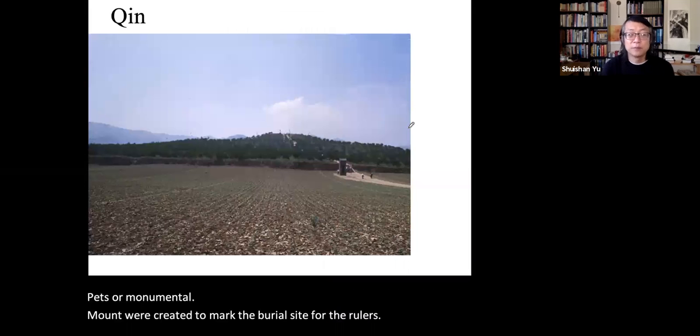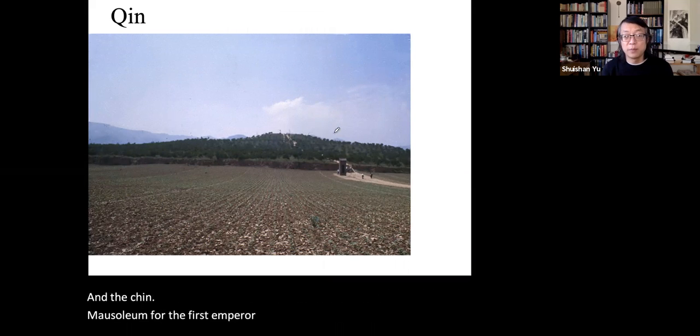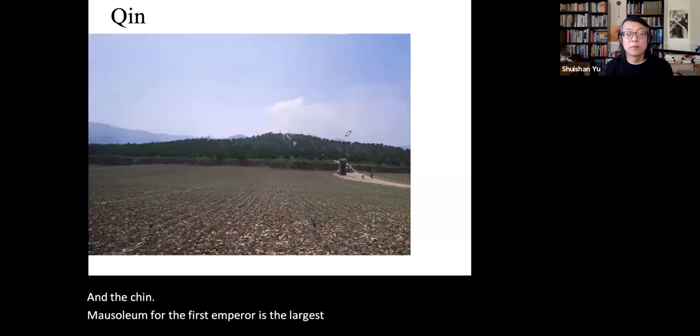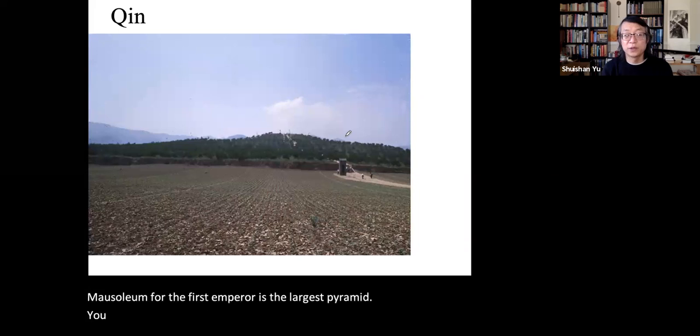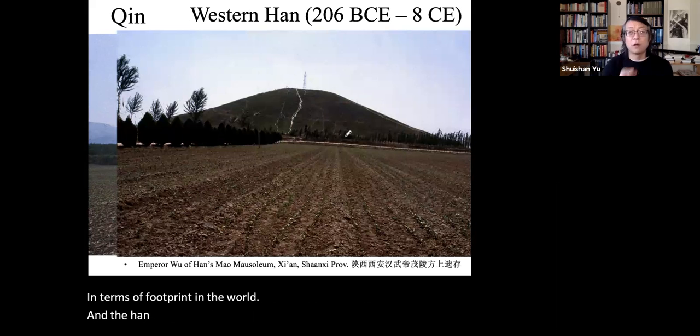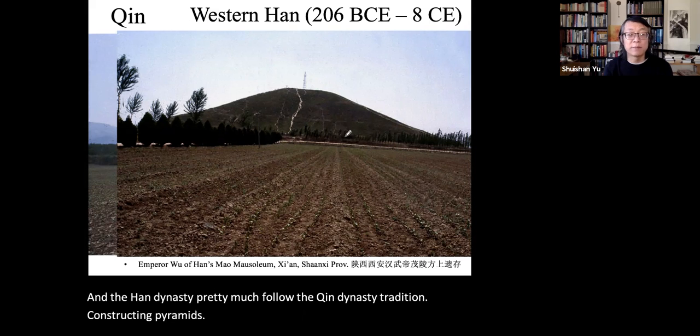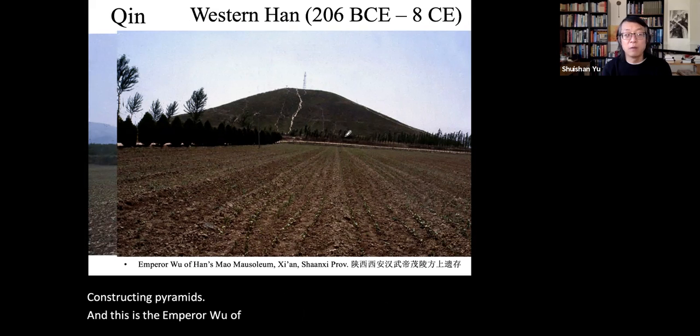And the Qin mausoleum for the first emperor is the largest pyramid in terms of footprint in the world. The Han Dynasty pretty much followed the Qin Dynasty tradition, constructing pyramids. And this is Emperor Wu of Han's Mao Mausoleum, also in the city of Xi'an.